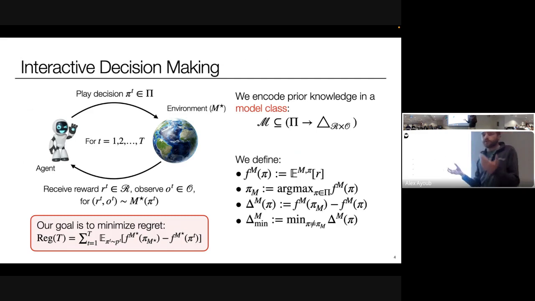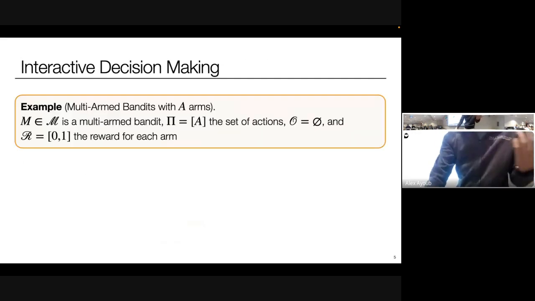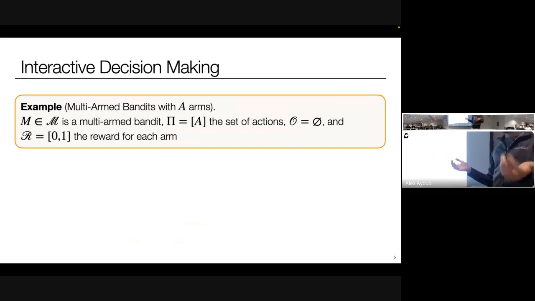And it's really an abstraction of RL in some sense. We can show that all the standard decision-making problems we like to think about fit in this. Just as a couple examples to make this concrete, multi-armed bandits fit in a very straightforward way. M in this class is just the multi-armed bandit. Pi would just be the set of actions, so we have A actions, just A elements of pi. In this case, the set of observations is the empty set. We don't have any real observations, and the rewards are just some values in 0, 1.